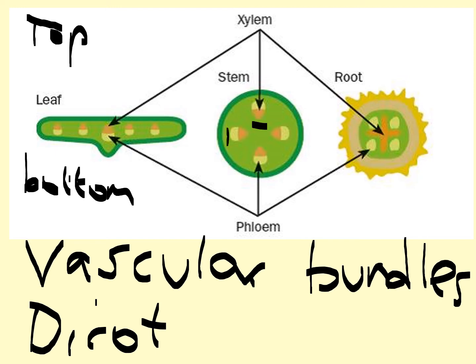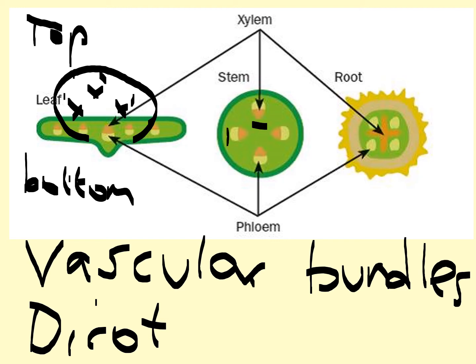Now, a way to try and remember that maybe is if you can remember the leaf, and then if you rolled up the leaf, the phloem would be on the outside, and the xylem would be on the inside. It's up to you, but you need to remember.